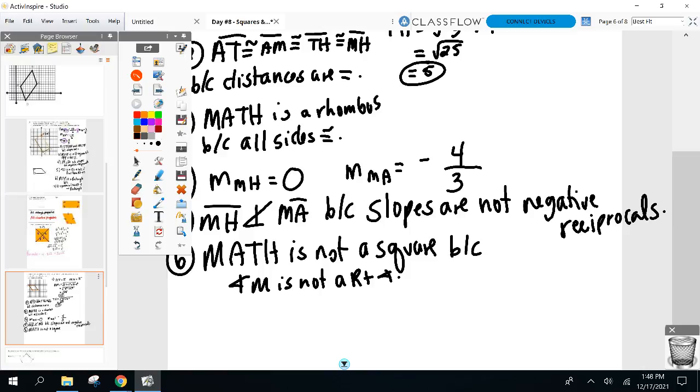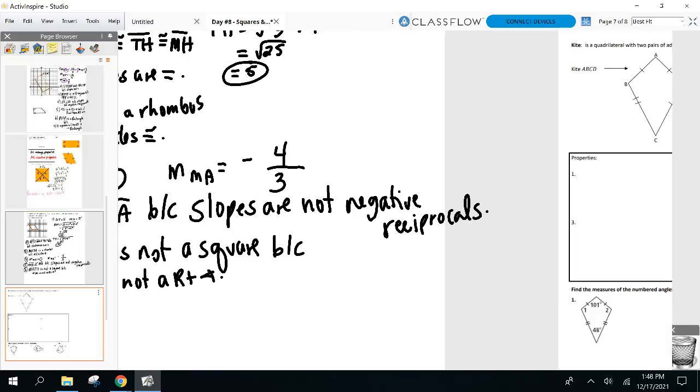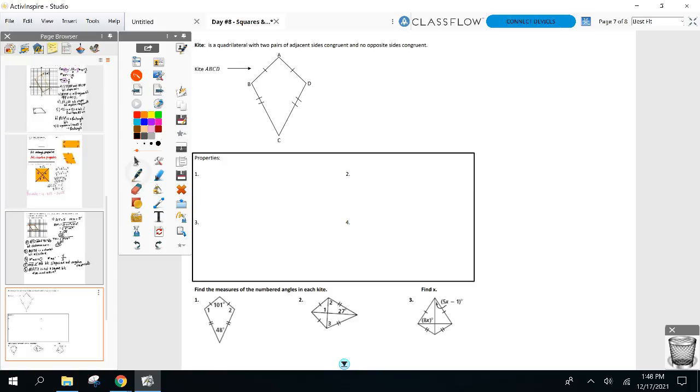All right, you ready for the old Kyle the Kite? A kite, no parallel sides. That's why it's all by its lonesome on the family tree. But take a look. It does have 2 sets of congruent sides. Are they opposite each other? No, they're adjacent. The 2 sets of congruent sides are adjacent.